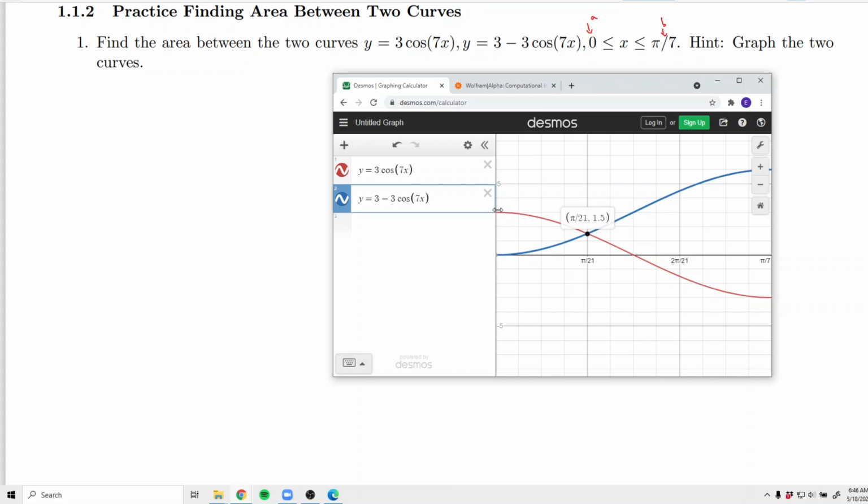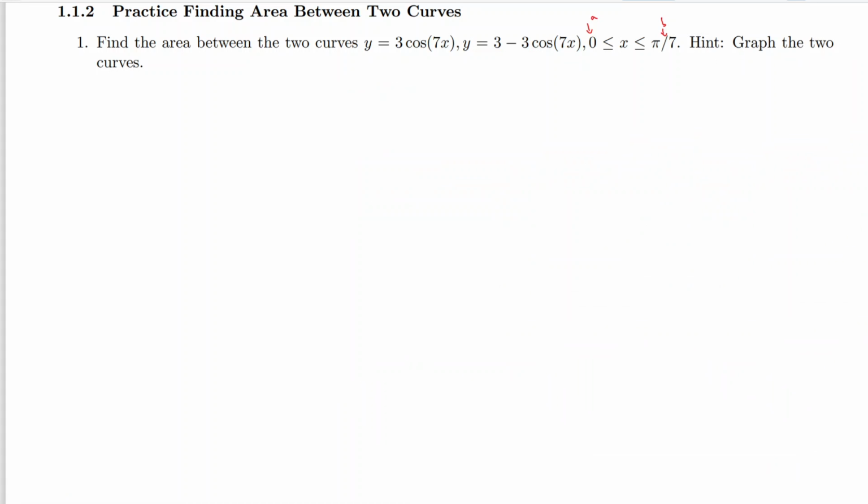From x equals 0, where it starts, to pi over 21, y equals 3 cosine of 7x is on the top. So from x equals 0 to x equals pi over 21, y equals 3 cosine of 7x is on top.